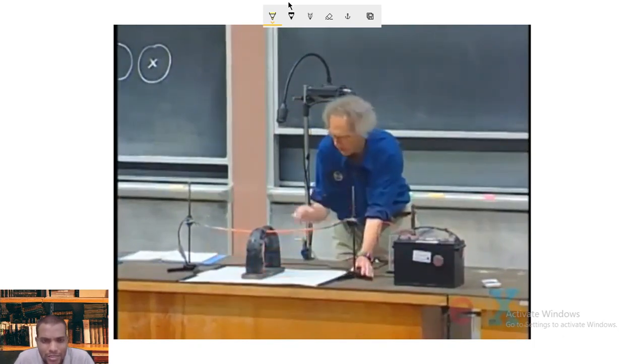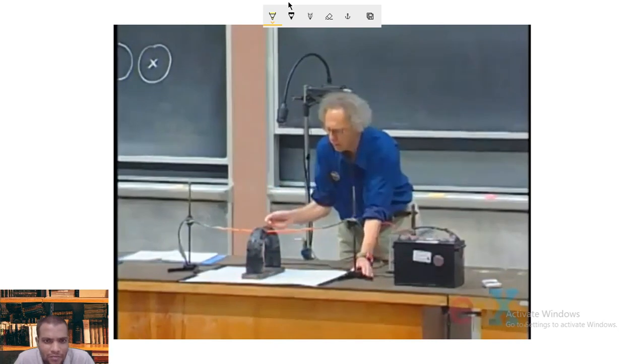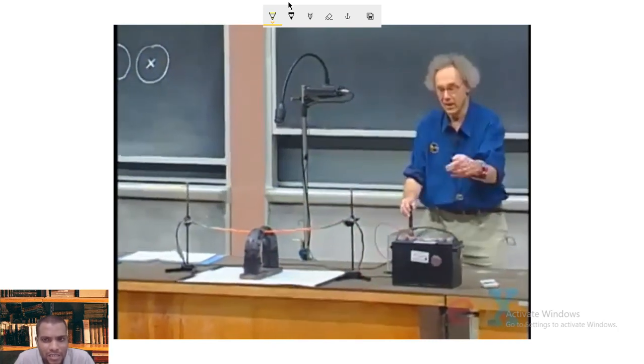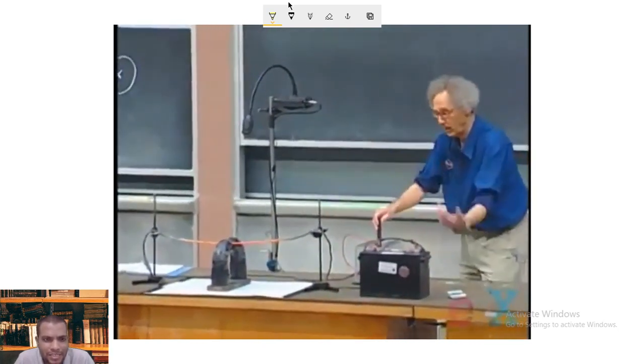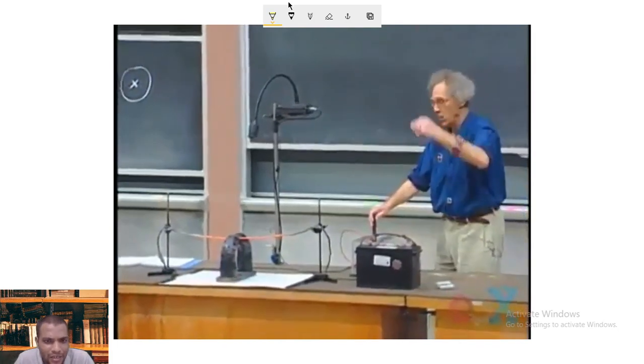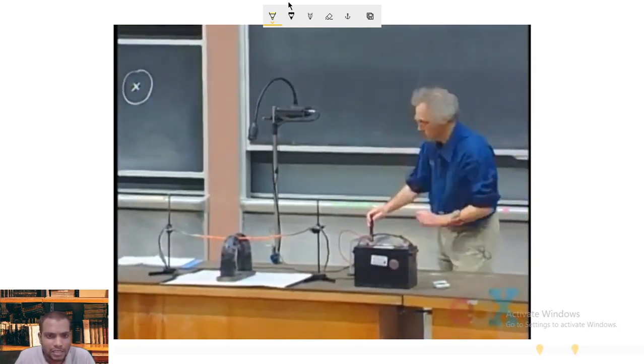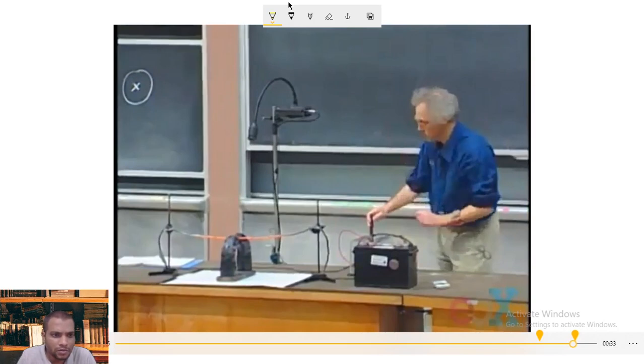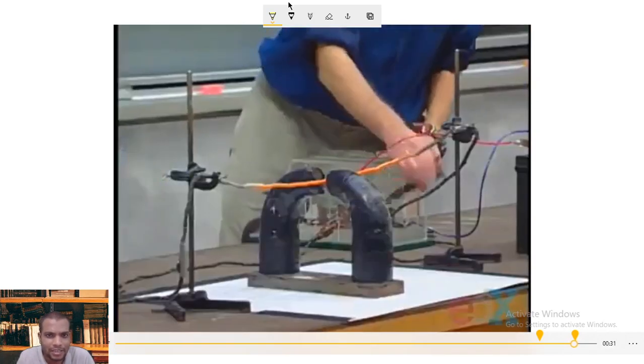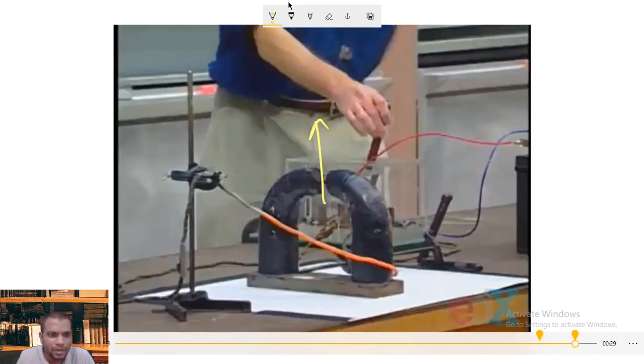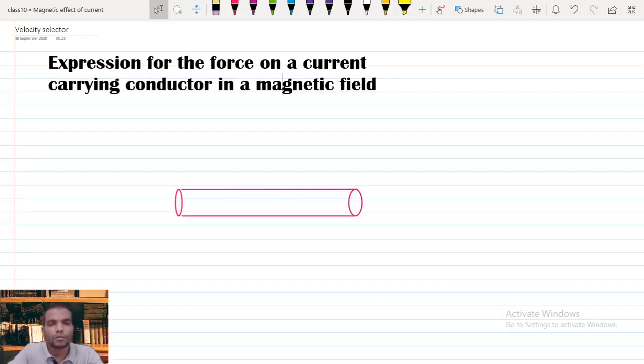Now let us try to derive how we get the force expression on a conducting wire which is kept in the magnetic field. Now let us finish this: how the force will act here when the current direction changes. This time the force is in the upward direction. So let us try to derive an expression for the force on a current carrying conductor in a magnetic field.